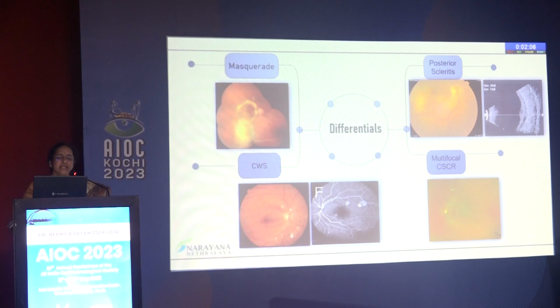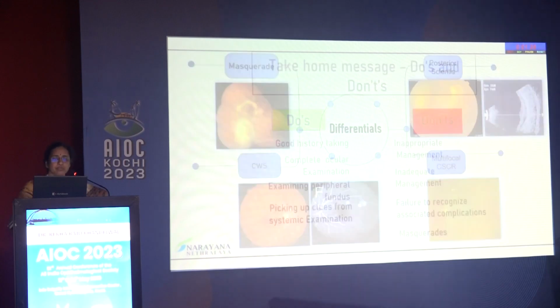Next, another entity is multiple cotton wool spots in the fundus, which could be secondary to systemic diseases like hypertension. If we have multifocal CSCR, it is important to differentiate it from other exudative detachments like VKH, because if you start steroids, the patient is going to worsen. In uveitis, corticosteroids are the treatment of choice. In CSCR, we tend to avoid corticosteroid therapy.